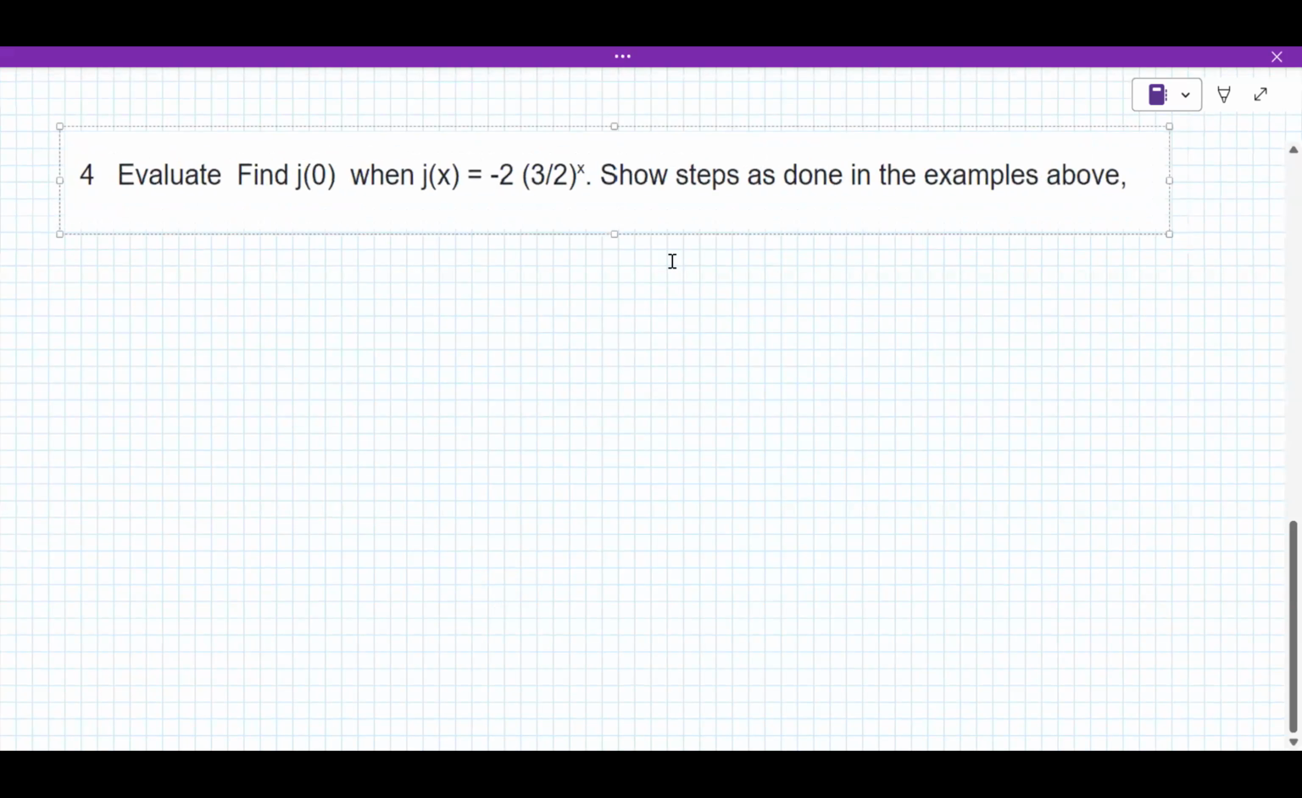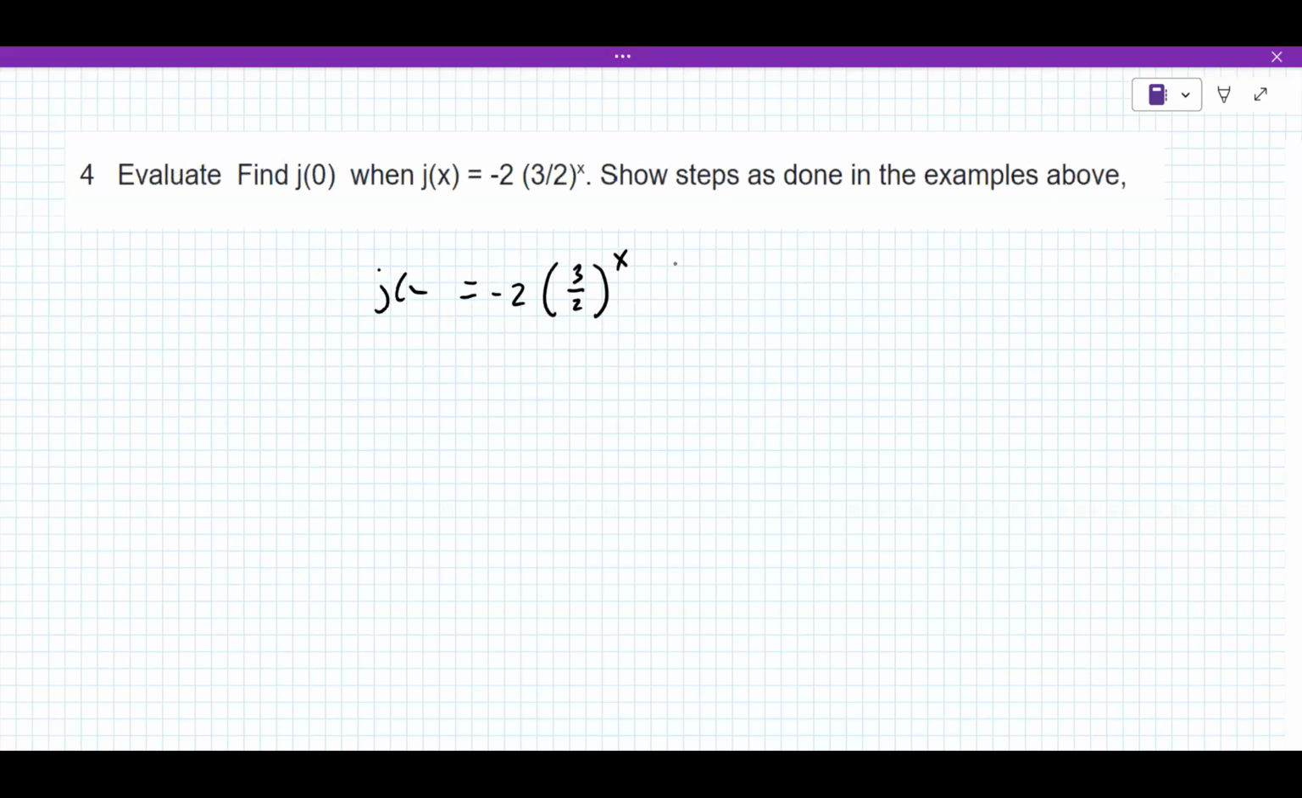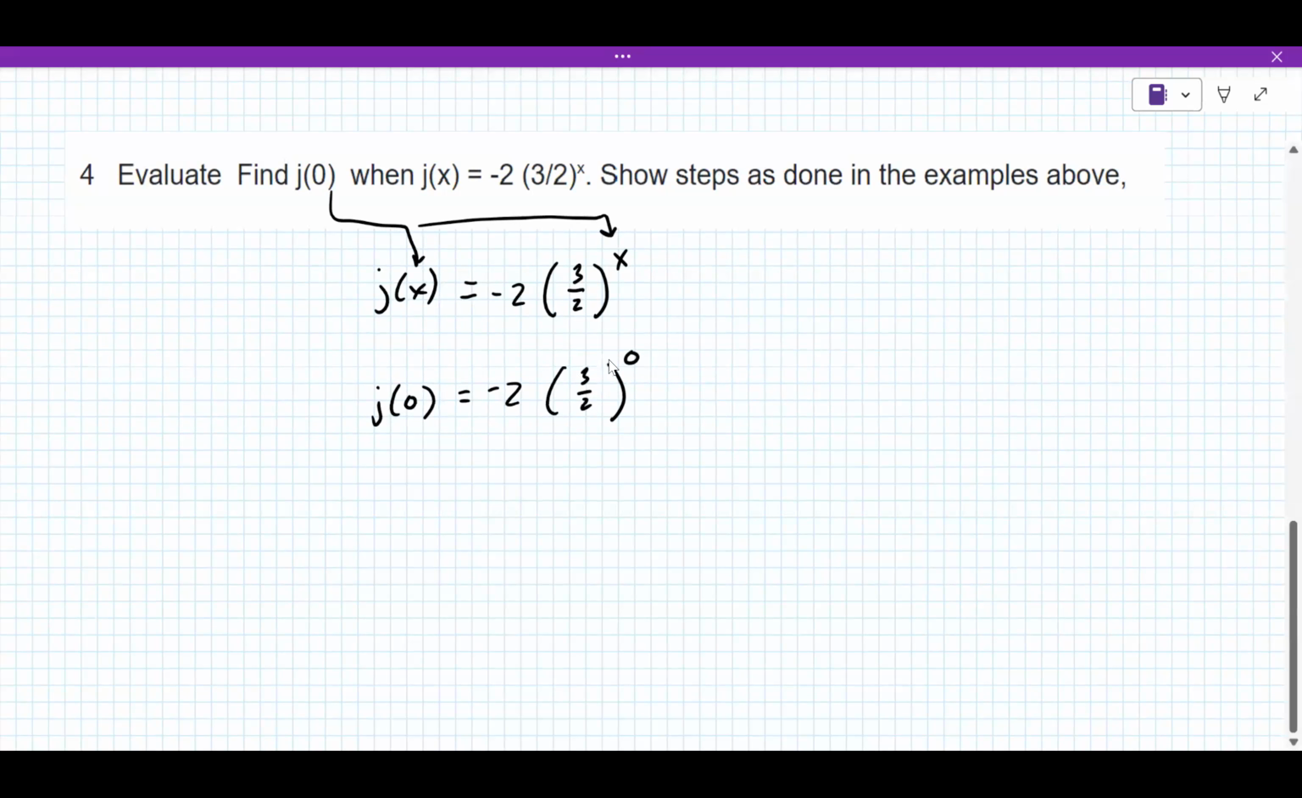All right. Evaluate j of 0 when j of x equals -2 times 3 over 2 to the power of x. If I write this a little bit better, it's 3 over 2 to the power of x, that's j of x. And we're putting 0 in for x. So -2 times 3 over 2 to the 0 power. We know to evaluate the exponent first, and what you should have been shown at some point, either this year or last, is that anything to the 0 power, doesn't matter what it is, becomes 1.